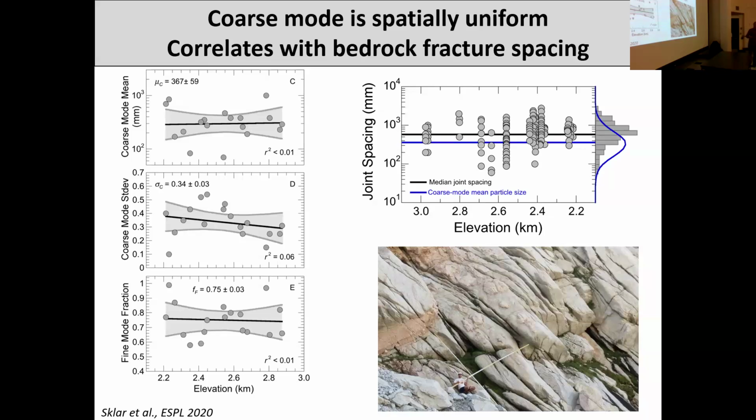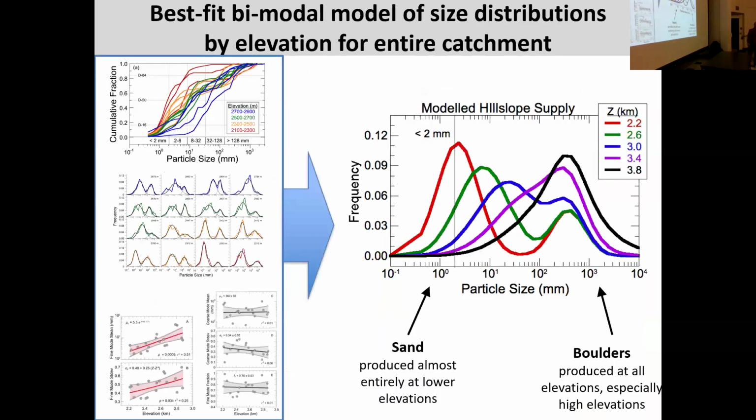And we found that this coarse mode, which was bouldery, was pretty uniform across the whole watershed. And we compared that to measurements of the fracture spacing done both with remote techniques and with really old-fashioned methods, sending students onto steep, dangerous slopes with stadia rods. And there's no elevation gradient in the fracture spacing. At the same time, there's no gradient in the rock sizes that we measured in this coarse mode. So all of this can be put together.